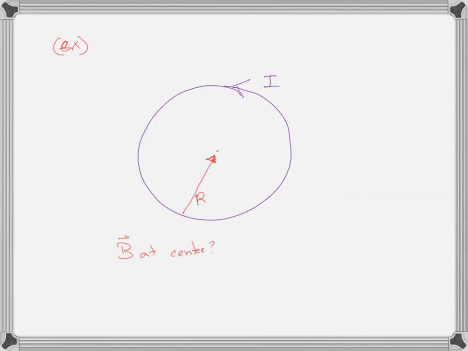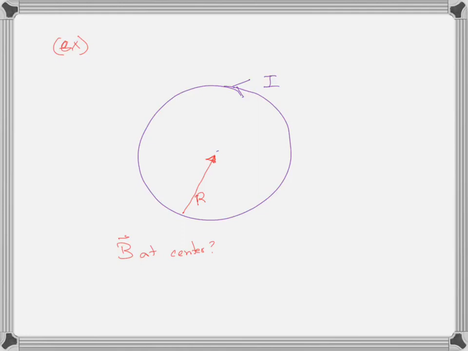Okay, one more example using the Biot-Savart Law. This is going back, not a long straight wire anymore. What is the magnetic field at the center of a circular loop of wire with radius R carrying current I? So it's a fixed radius R, it's not a variable. What is the magnetic field at the center?